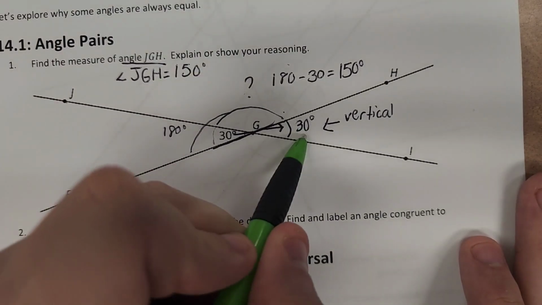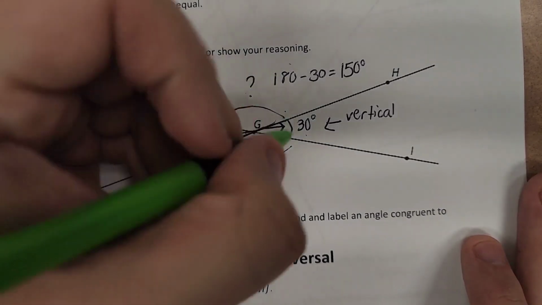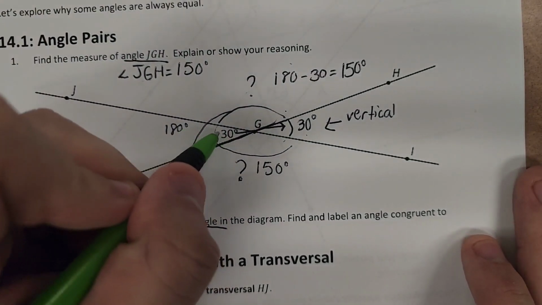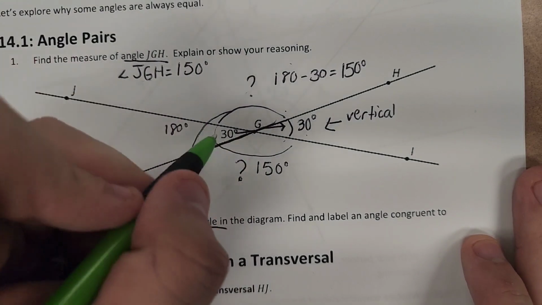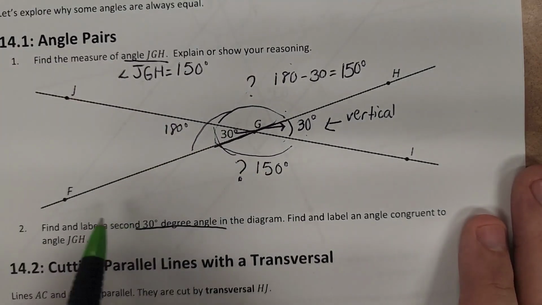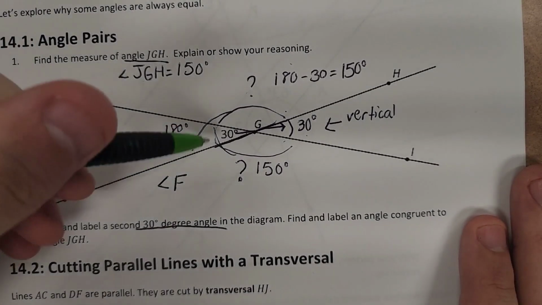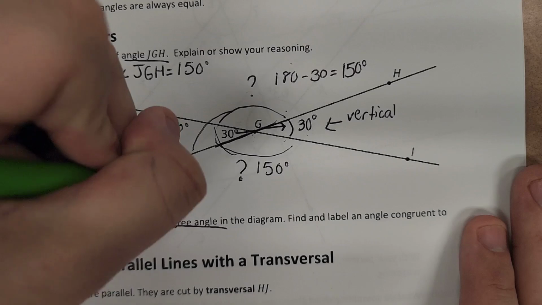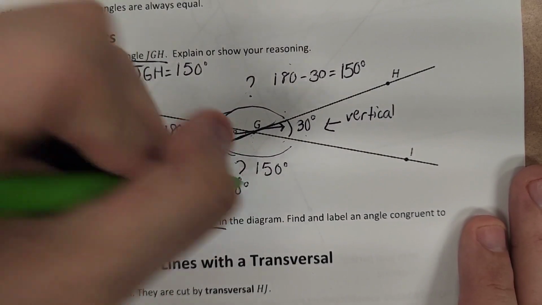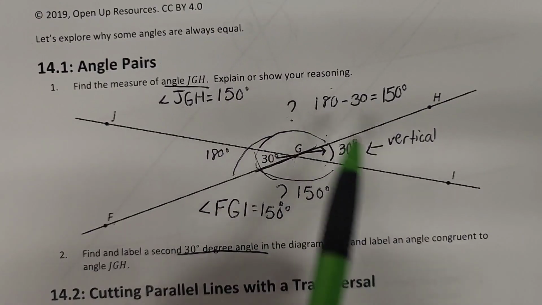Now, if this is 30 degrees, what is this angle right here? Yeah, that's also 150 degrees. And you can see if this is 30, this has to be 150 because both of these add up to what? 180. So now I have to name it. I'm going to start with F, so angle F, I go to the middle, G, and then the last point, which is also 150 degrees. Okay? So that's the warm-up.